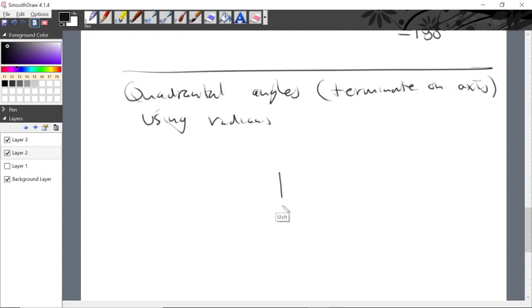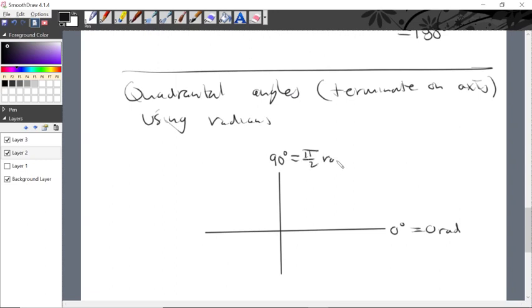All right, so this was 0 degrees, pointing in the positive x-axis direction, and that is equivalent to 0 radians. Then if we rotate in standard position in the positive direction, counterclockwise, to the positive y-axis, we would be at 90 degrees. 90 degrees is equivalent to pi over 2 radians.